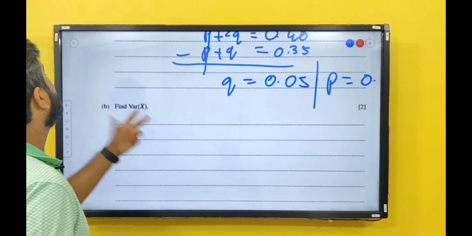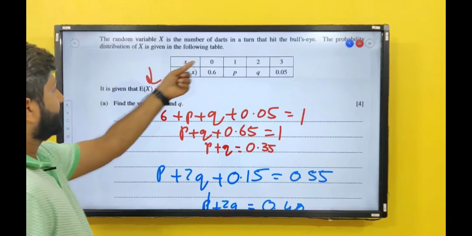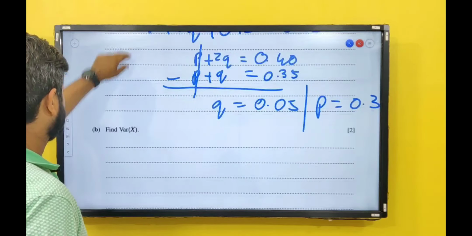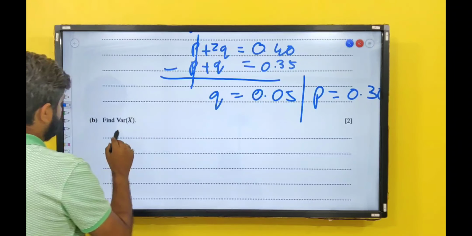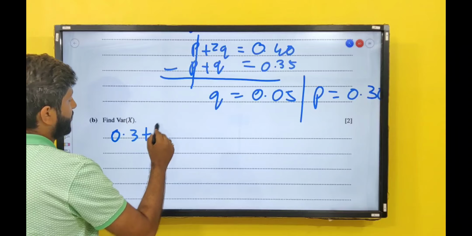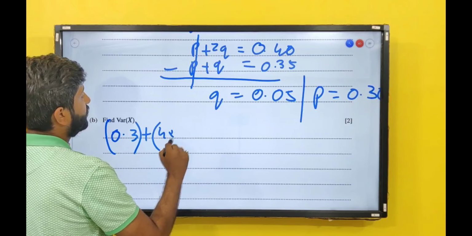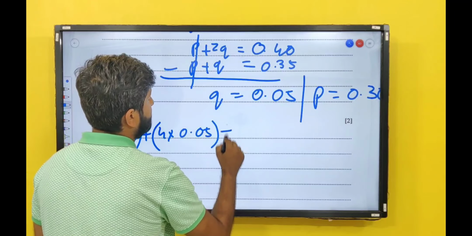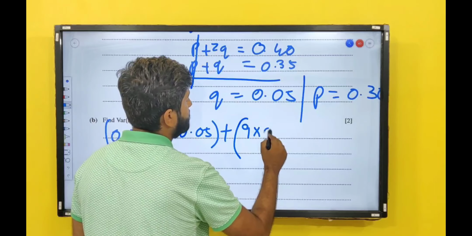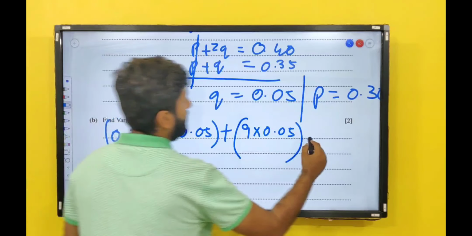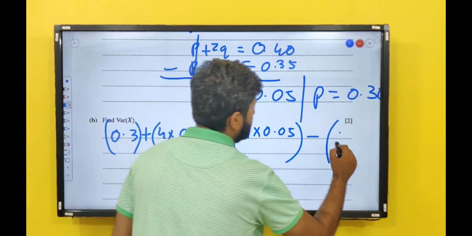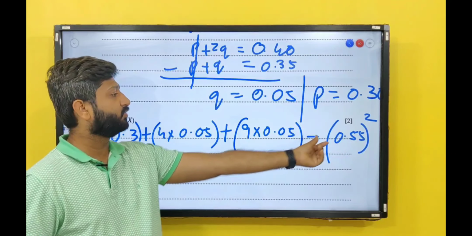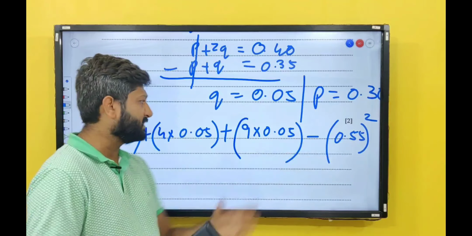Next, find variance of x. Okay, variance is x square into P. So 0 square into 0.6 is 0. 1 square into P, which is 1 into P, plus 2 square, which is 4 into Q, plus 3 square, which is 9 into 0.05, minus mean square. I think mean was 0.55, right? Sigma x square P minus mean square.